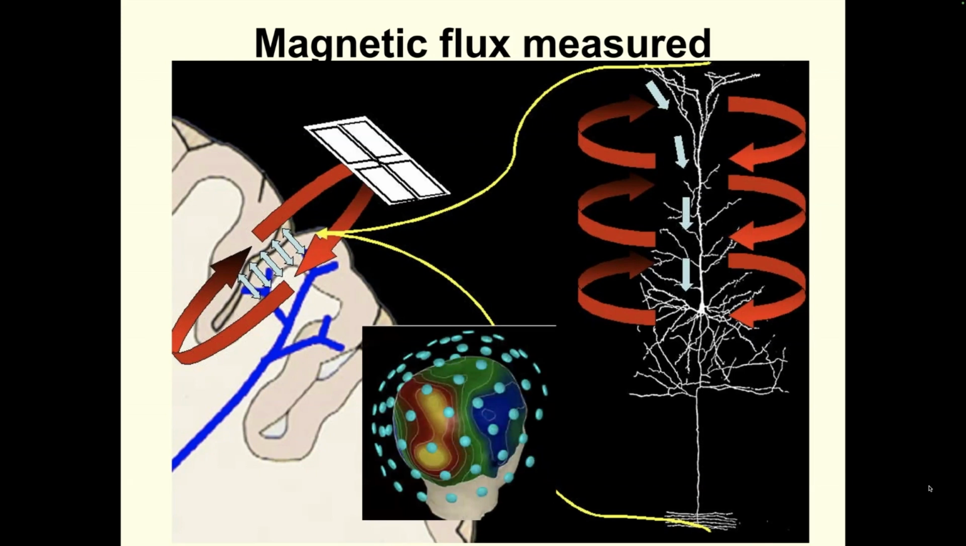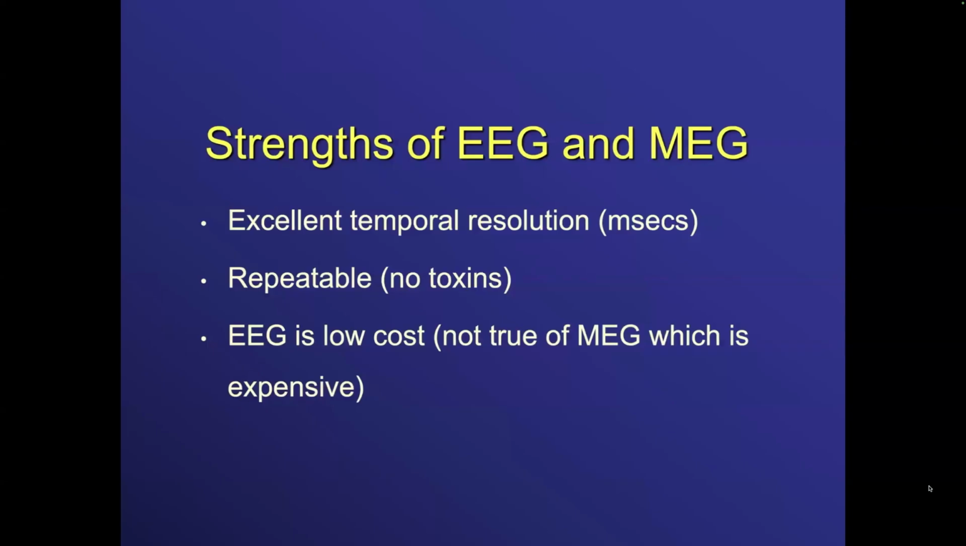Sensors all over the head, and you're picking up hotspots where there's more neural firing or changes in neural firing over time. And so the strengths of EEG and MEG are they have excellent temporal resolution. They're repeatable. There's no toxins. EEG is low cost. That's not true about MEG. And unfortunately, there's only maybe 15 to 20 MEG centers in North America. They're not as common as MRI.